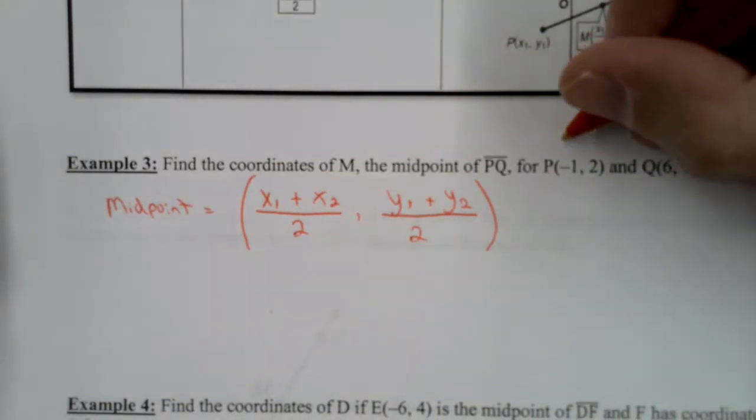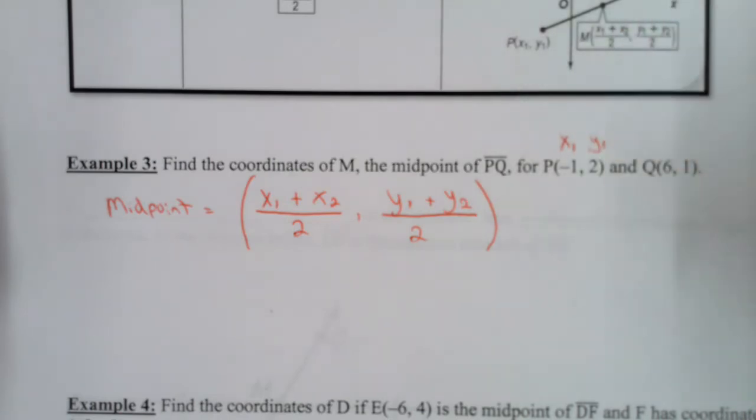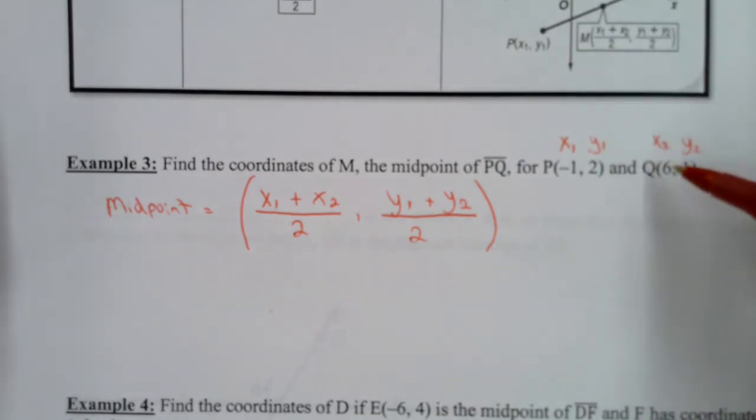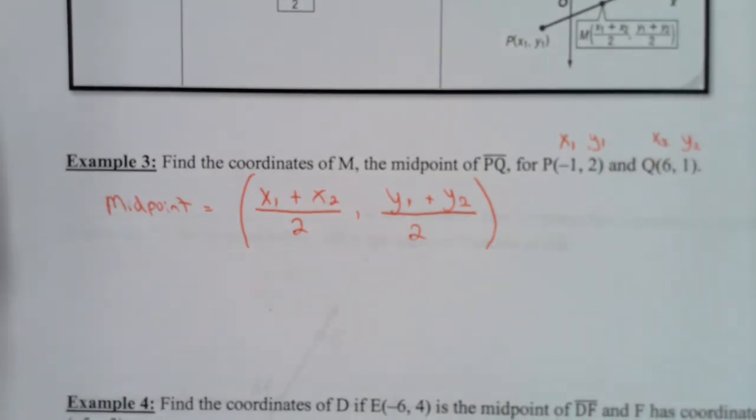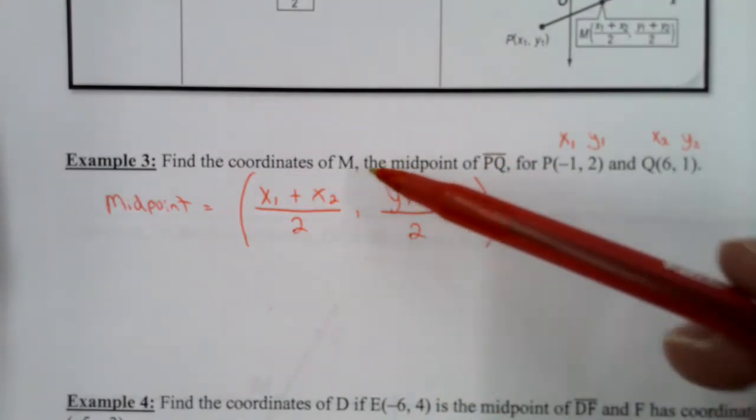So I'm going to label ahead of time. I'll label that x1. If that's x1, the number right next to it has to be y1. I'll call this x2. I'll call that y2. x2 has to be next to y2. And now I'm going to substitute. So it says the midpoint is represented by M. So I'm just going to say M.